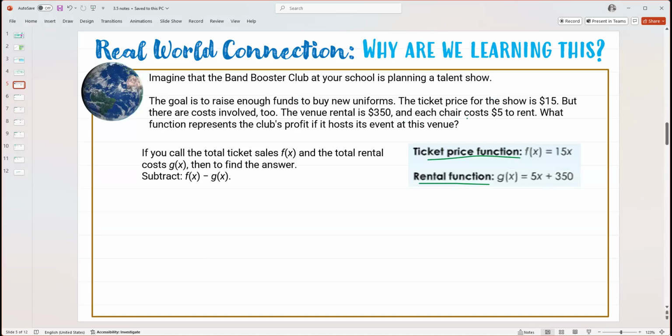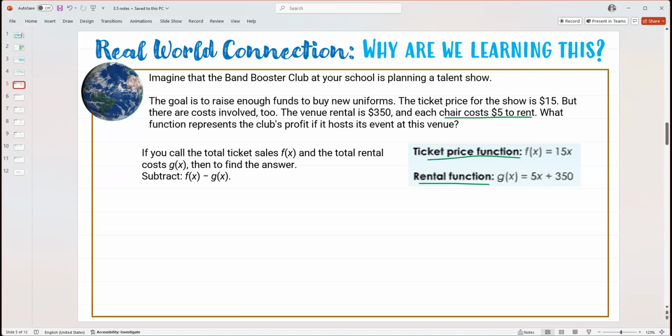$350, and each chair costs $5 to rent. So what function represents? So here are our functions. Our ticket price is going to be 15x because maybe you're going to buy 3 tickets, so you do 15 times 3. Your rental function is the $350 plus $5 for every chair. So we have our 2 functions.